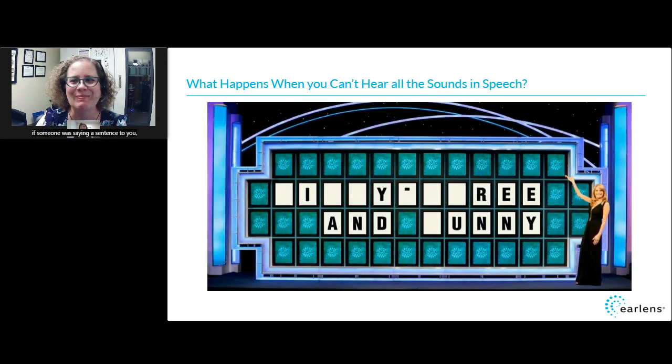For example, if someone was saying a sentence to you, you might hear parts of that sentence, but end up missing a lot of the sounds and letters. And you would have to guess if you were saying 63 and sunny or 53 and funny.